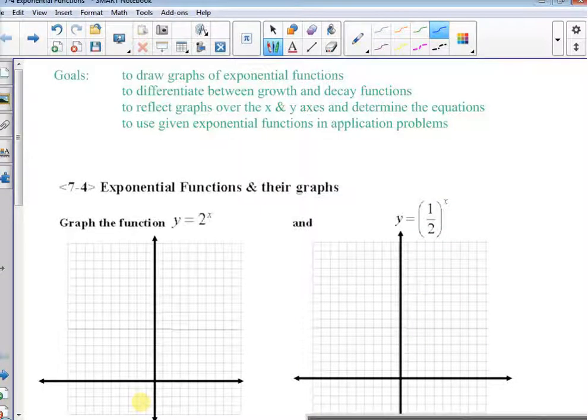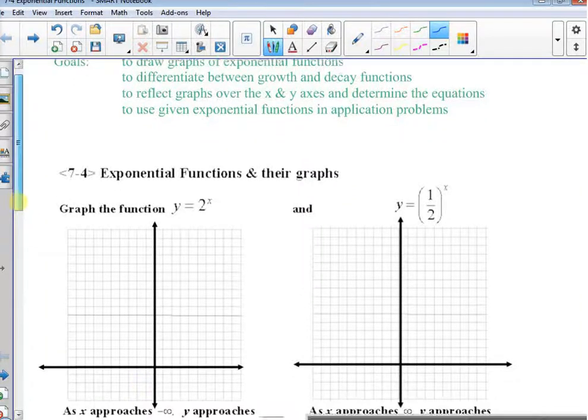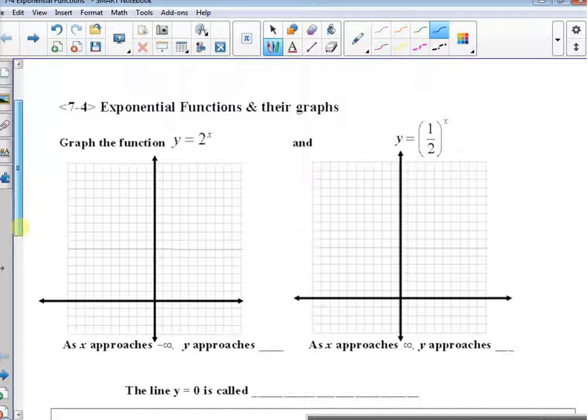7-4, we're going to talk about exponential functions and their graphs. We're going to do this a couple of days here. You have come off of already doing this on the calculator. We'll use our calculator, but we're also going to do some graphing so you can practice that. So first thing it says is graph the function y equals 2 to the x.